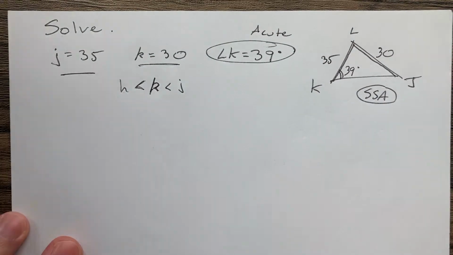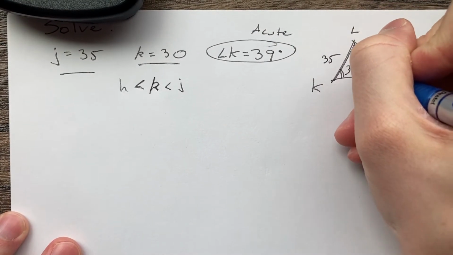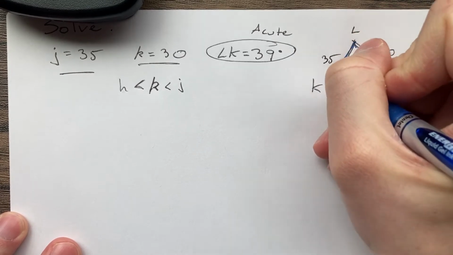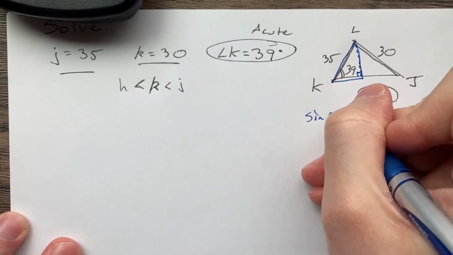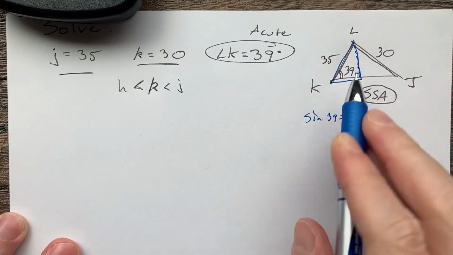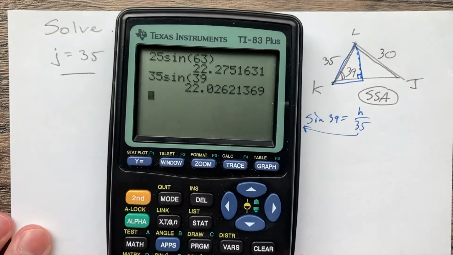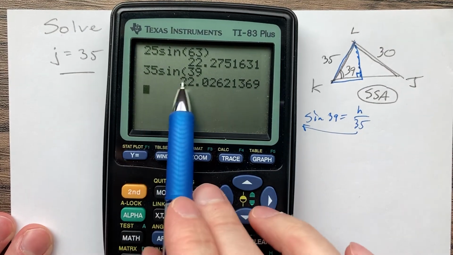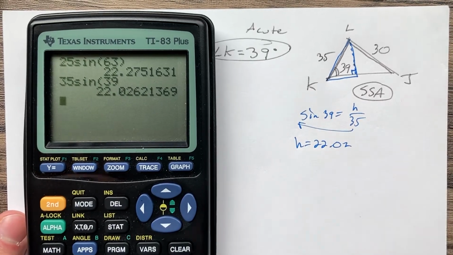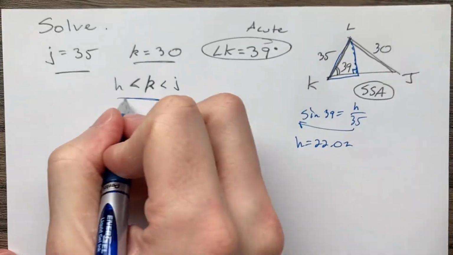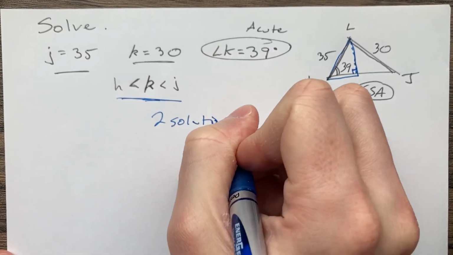So for the height, I'm going to sketch in the height into our triangle to make a right triangle. All right, there we go. So then the height, I'm going to take sine of 39 degrees equals the height over the hypotenuse there of 35. Swing that 35 up in front, and I think I already have this on my calculator. Yep, 35 sine 39 is 22.02. Okay, so then the height is indeed less than K, which is less than J. So we have two solutions.